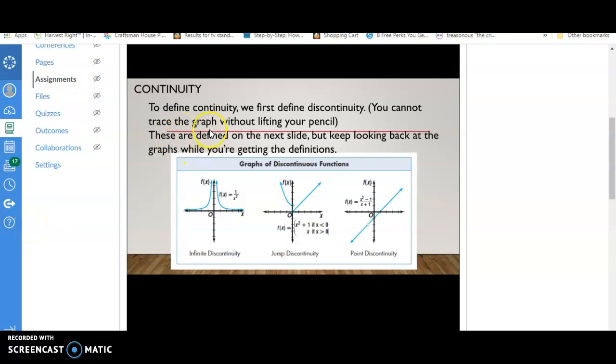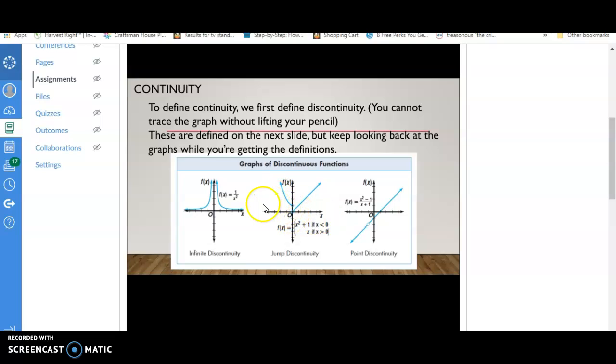Okay, guys, I'm looking at this continuity again, just real quick to see if I can clean it up for you a little bit, clarify. This continuity, you have to find discontinuity. And in this case, infinite discontinuity, it's going this way, it never touches. Jump discontinuity, it's from here to here.